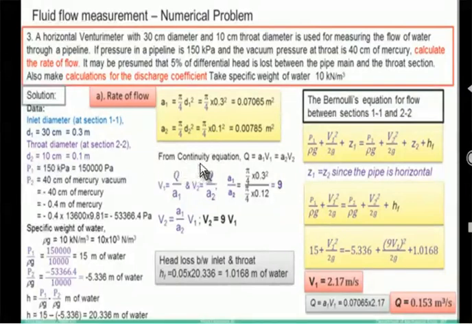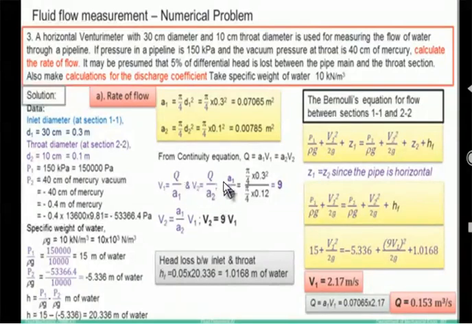By using D1 and D2, we get A1 and A2. Next, from the continuity equation, we have Q is equal to A1 V1 is equal to A2 V2, but we don't know V1 and V2 either. For that we write V1 is equal to Q by A1 and V2 is equal to Q by A2.